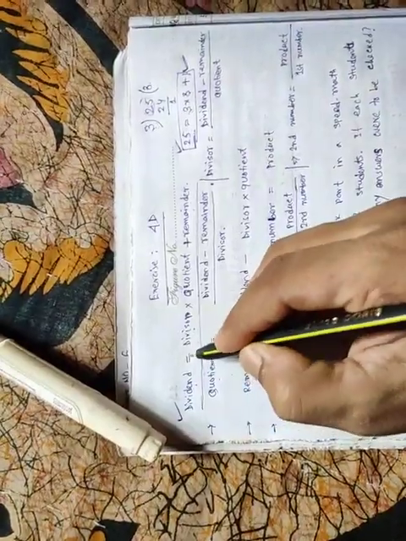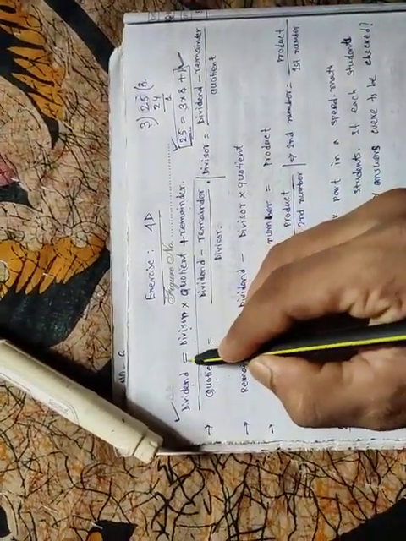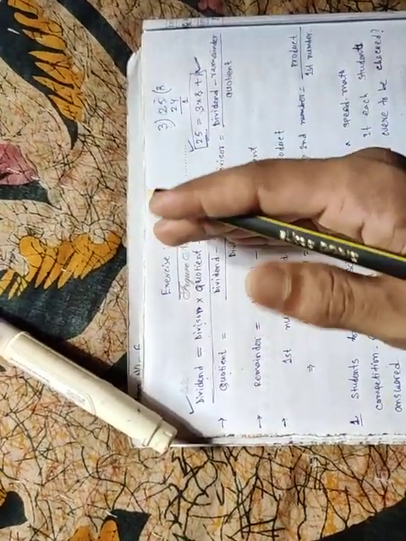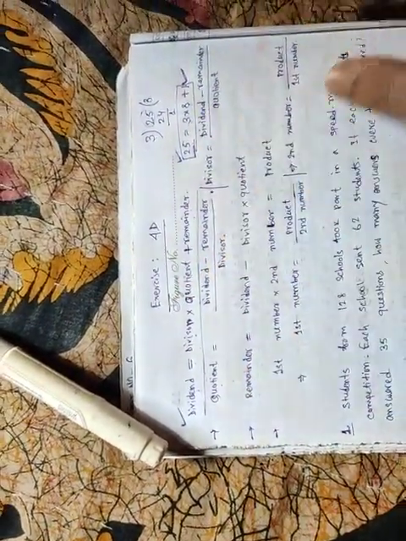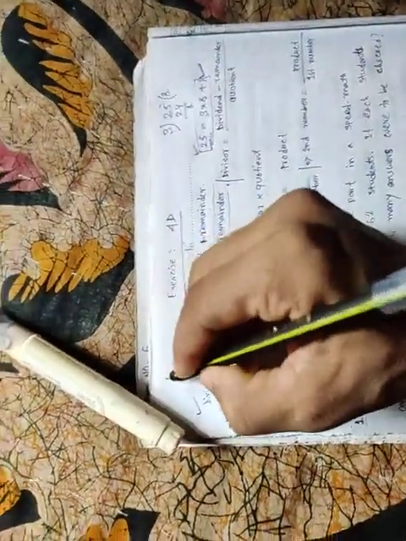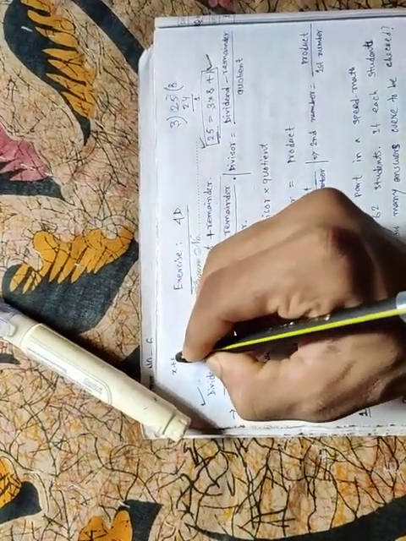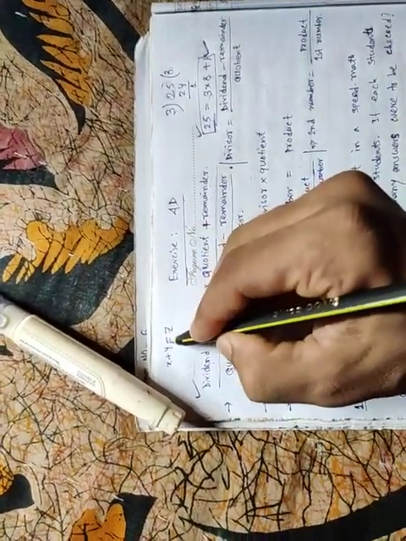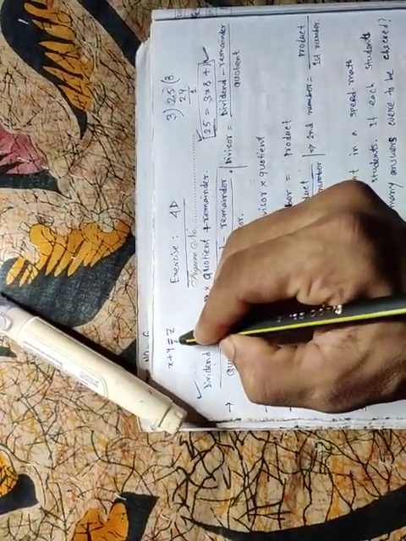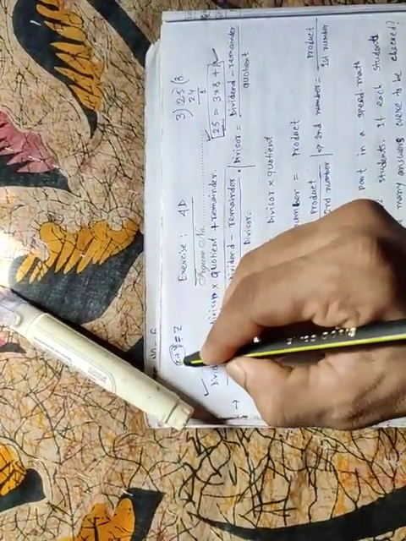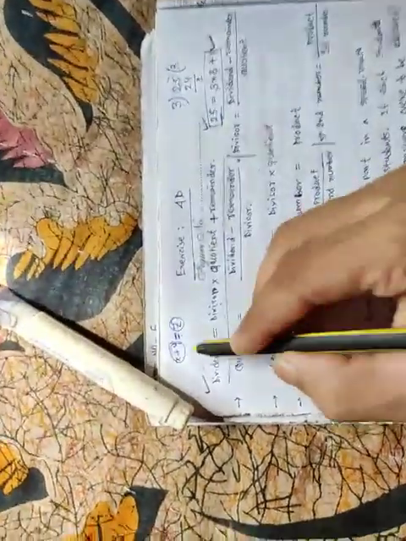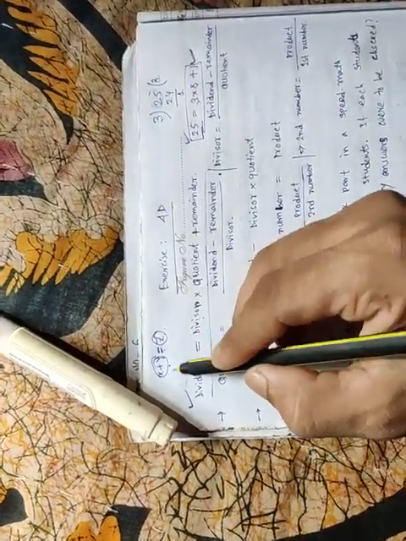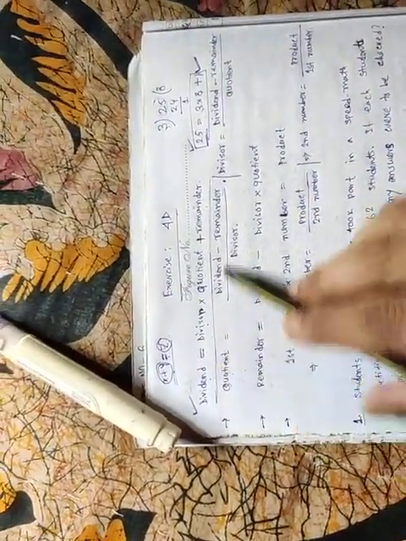This is called an equation. What is an equation? Equation means if there is an equal sign and there is a left hand side and a right hand side, then that is called an equation. Suppose x plus y is equal to z. Here there is an equal sign, a left hand side and a right hand side. When there is an equal sign in between the left hand side and right hand side, that is called an equation.